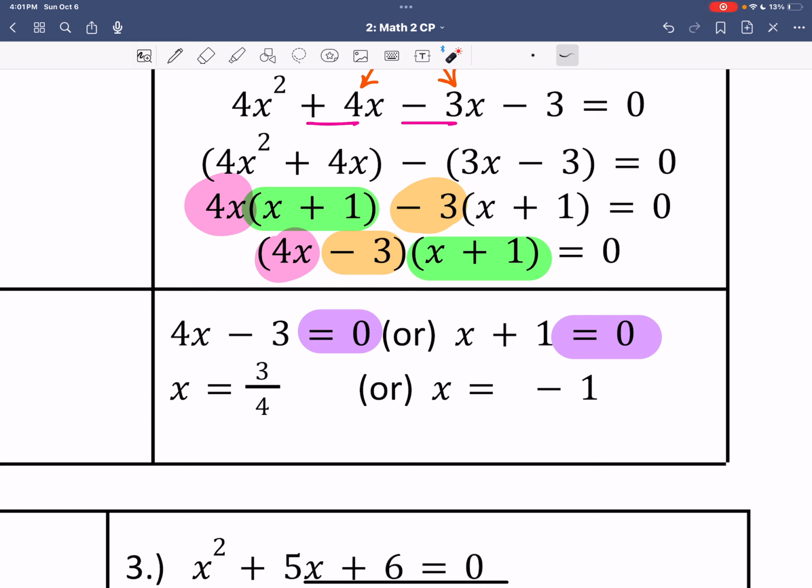So if you were to do 4x minus 3 equals 0, you would have to add 3 to both sides, so you would get 4x equals 3, and divide both sides by 4. That simplifies to 3/4. And then over here, you just subtract 1. So you'll get x equals -1. So these are your two solutions.